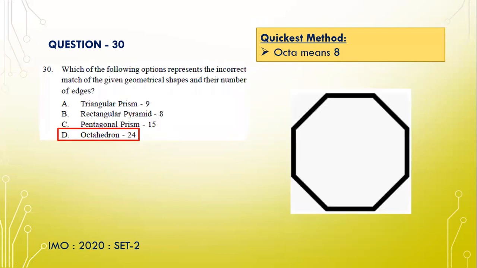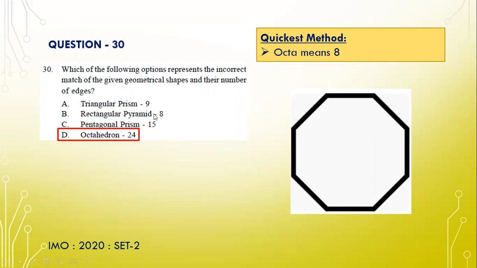Which of the following options represent the incorrect match of the given geometrical shapes and the number of edges? Triangular prism, it has got 9 number of edges, which is correct, isn't it? Because two triangles at the end and three edges connecting.